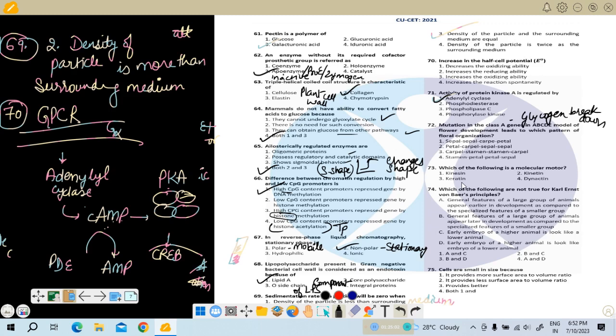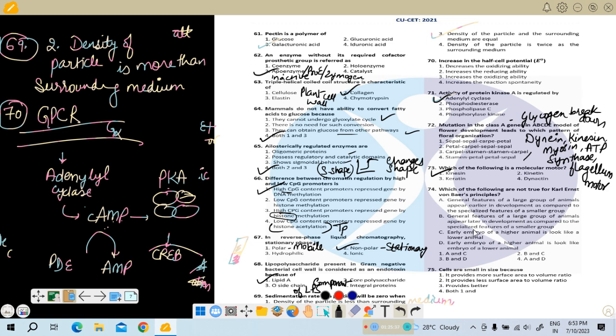Now question number 73, which of the following is a molecular motor? So molecular motors, we have dynein, kinesin, myosin, ATP synthase, flagellum motor, so here we have kinesin.